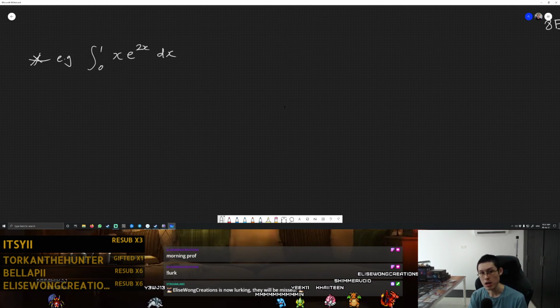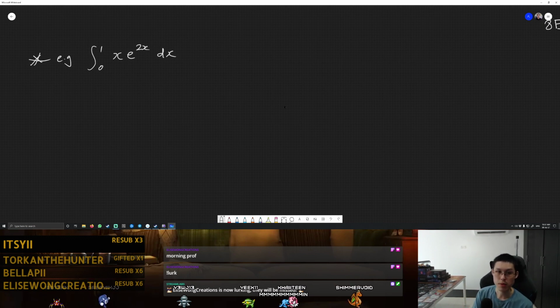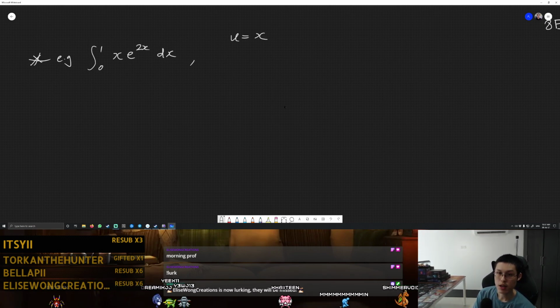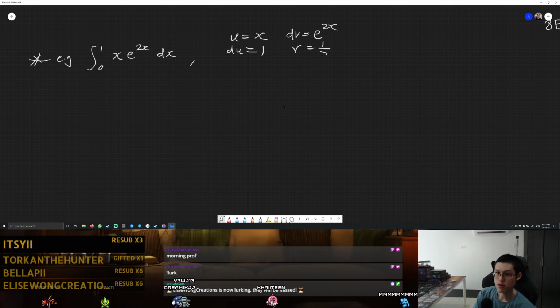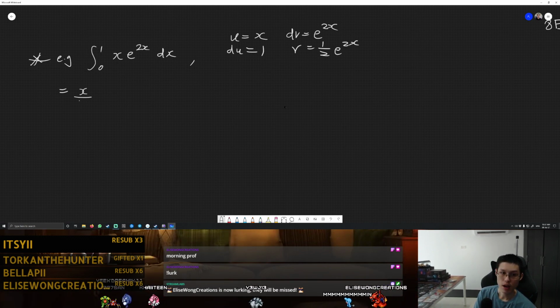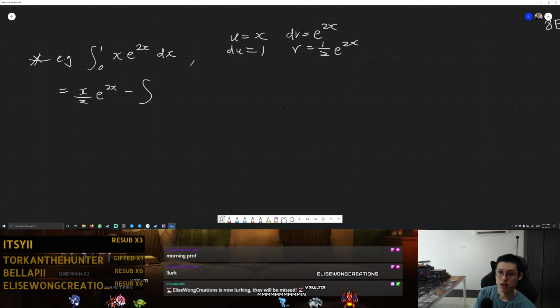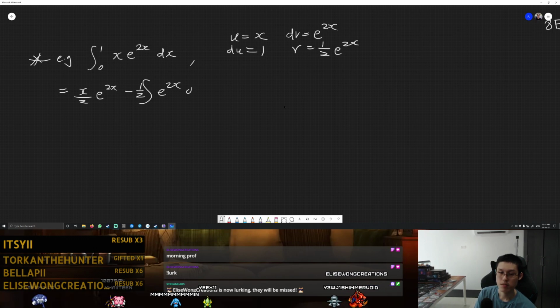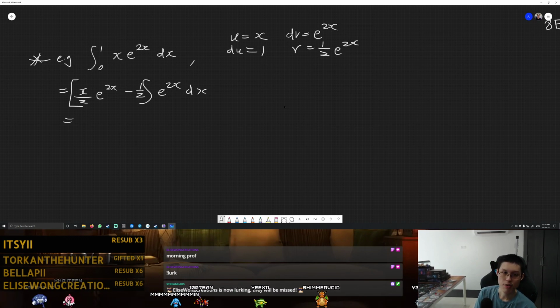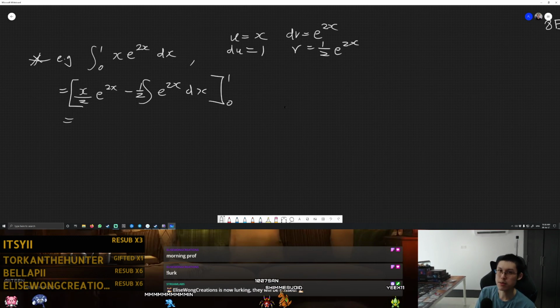So what happens if you have a definite integral and you have to use integration by parts? All right, let's do this real quick. u is x, du is 1, dv is e to the 2x, v is 1 over 2 e to the 2x, right? So using our formula, we get x over 2 e to the 2x minus the integral of v du. Okay, so what happens to your limits? I would recommend you put 0, 1 out here. Don't put it inside the integral. So you do the limits at the end.